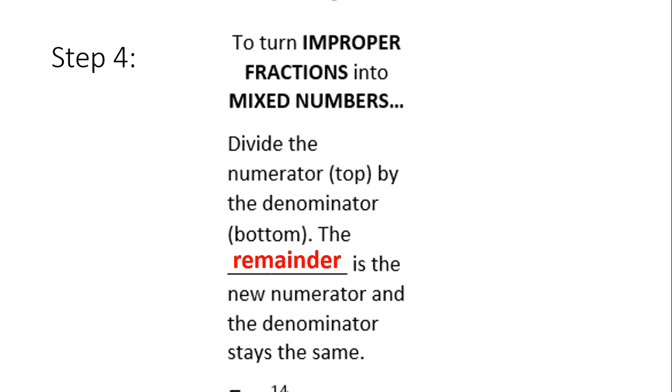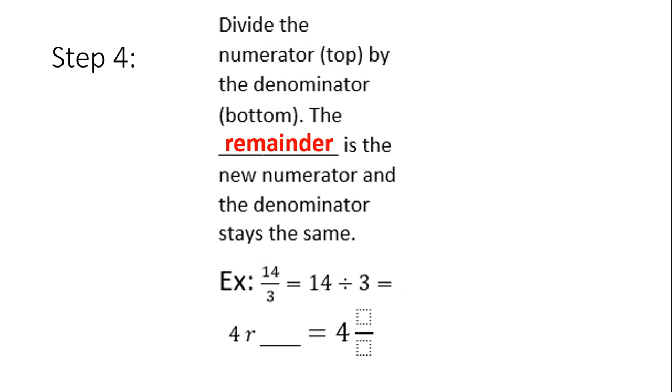Okay, so what does that mean? Let's look at an example. Okay, so we have our example, 14 over 3. If we divide 14 divided by 3, 3 goes into 14 4 times, because 4 times 3 would be 12, which gives us a remainder of 2.